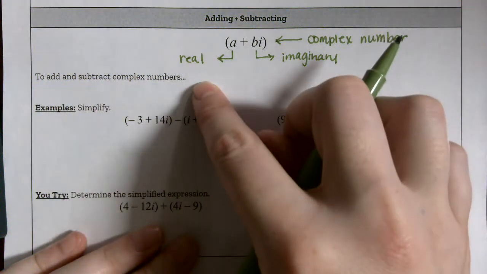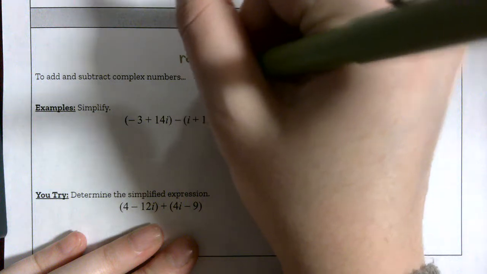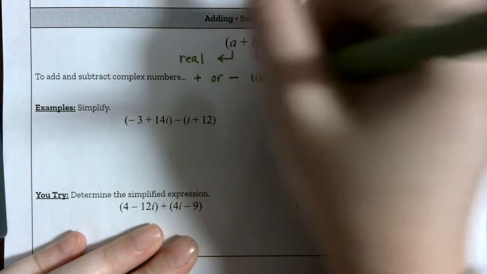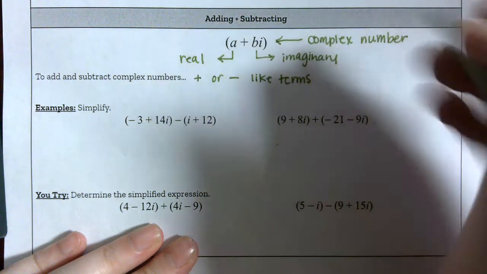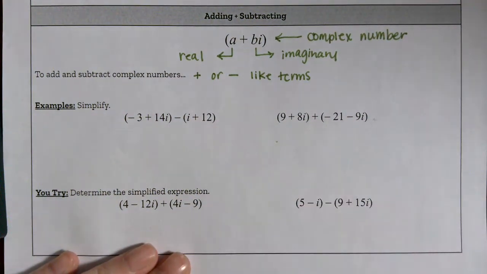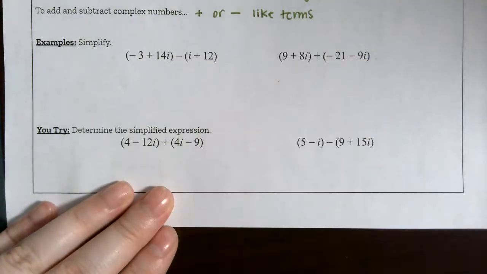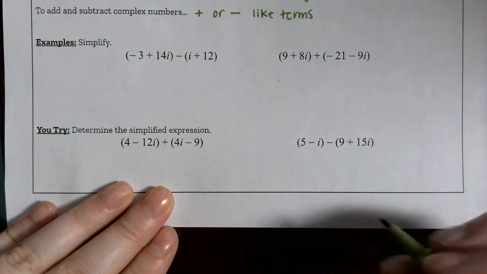So to add and subtract complex numbers, all you need to do is add or subtract like terms. So you're basically treating i like its own variable, just like if it were an x. You're only going to add or subtract like terms. So looking at an example, this first one is a subtraction problem.